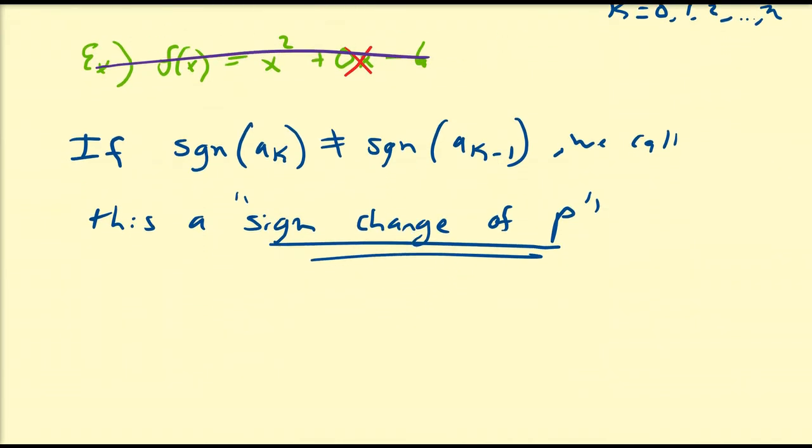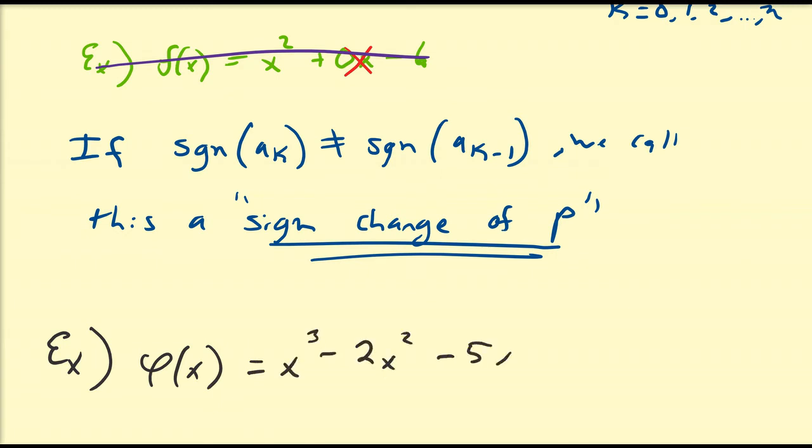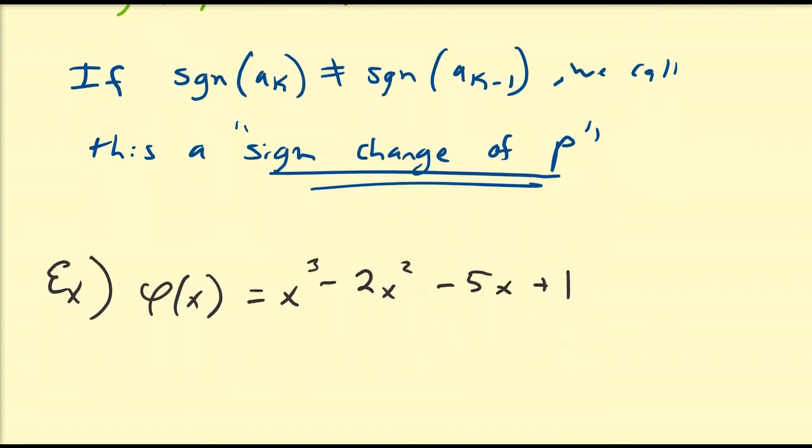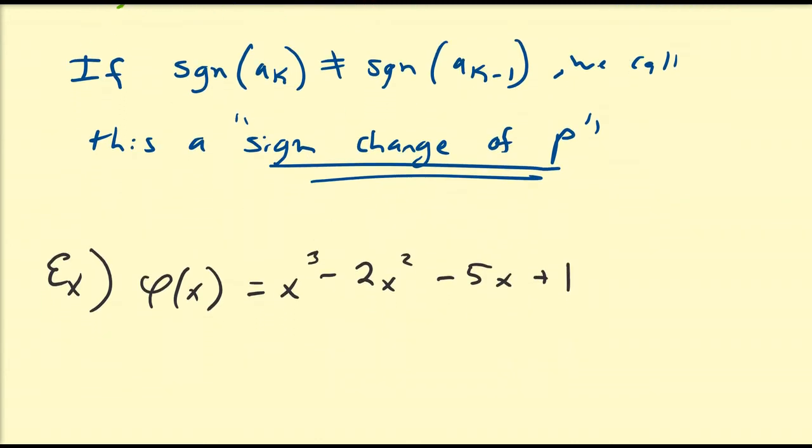So let me do an example to illustrate this idea. Let's assume we have the function phi of x equal to x cubed minus 2x squared minus 5x plus 1. So here's a polynomial whose coefficients are non-zero. We're going to look at the sign of consecutive terms, and of course the polynomial needs to be in decreasing order in order for this to be well defined. As we see, this coefficient here is positive. This sign here is negative, this sign is negative, and this sign is positive.